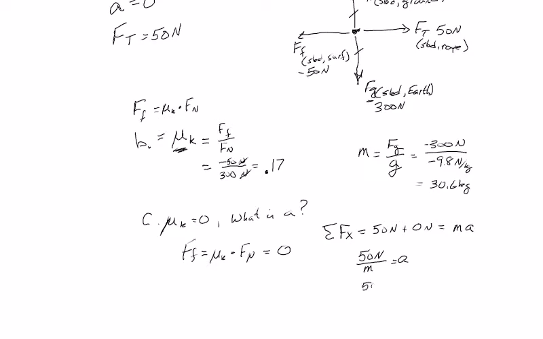So 50 newtons over 30.6 kilograms is going to equal a, and that's going to equal 1.6 meters per second squared. That's the same as newtons per kilogram. So that's number 1.